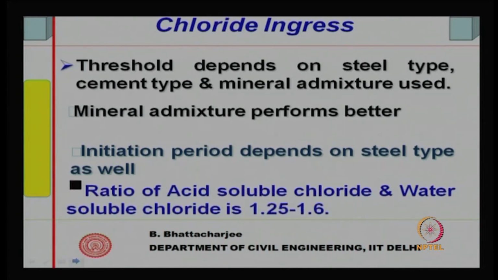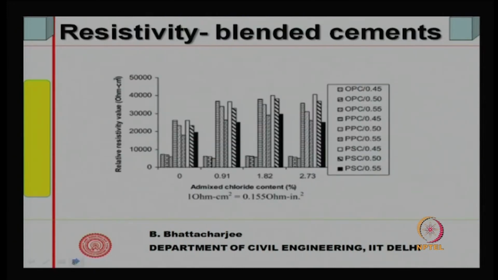Well, there are two types of chlorides, one is acid soluble chloride and the other is water soluble chloride, and this ratio of acid soluble chloride, which includes bound chloride, chemically bound chloride also, generally varies from 1.25 to 1.6 for many of these blended cements. It is surely high for blended cement compared to, let us say, sulphate resisting cement. Now, another aspect is the resistivity of concrete.